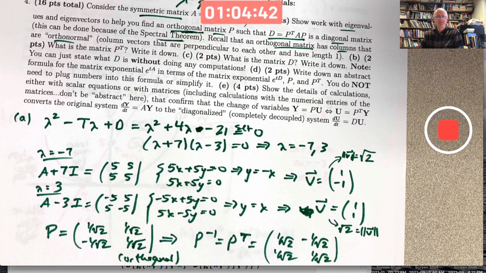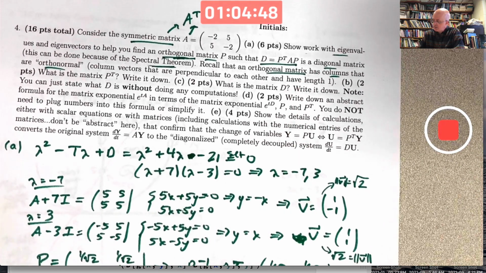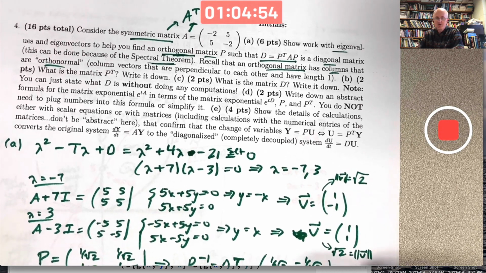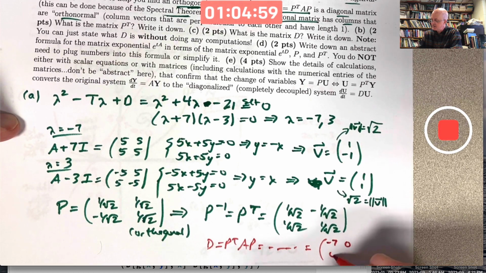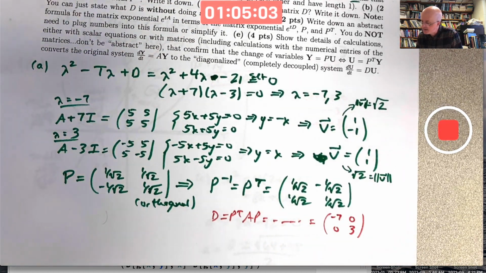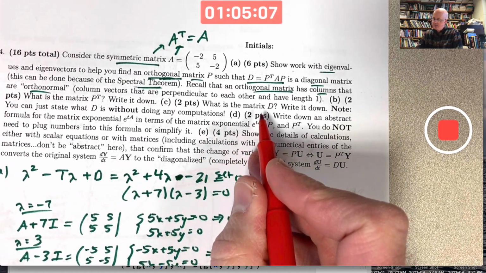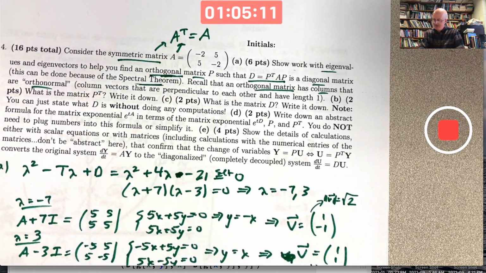That's what we're after. You don't actually have to calculate D, but if you want to take the time to check it, D equals P transpose A P is a diagonal matrix whose numbers on the main diagonal are -7 and 3. So it's this matrix right there. And that's worth knowing, and we might even need it. In fact, yes, we do need it for part C. I guess I'm doing part B right here.